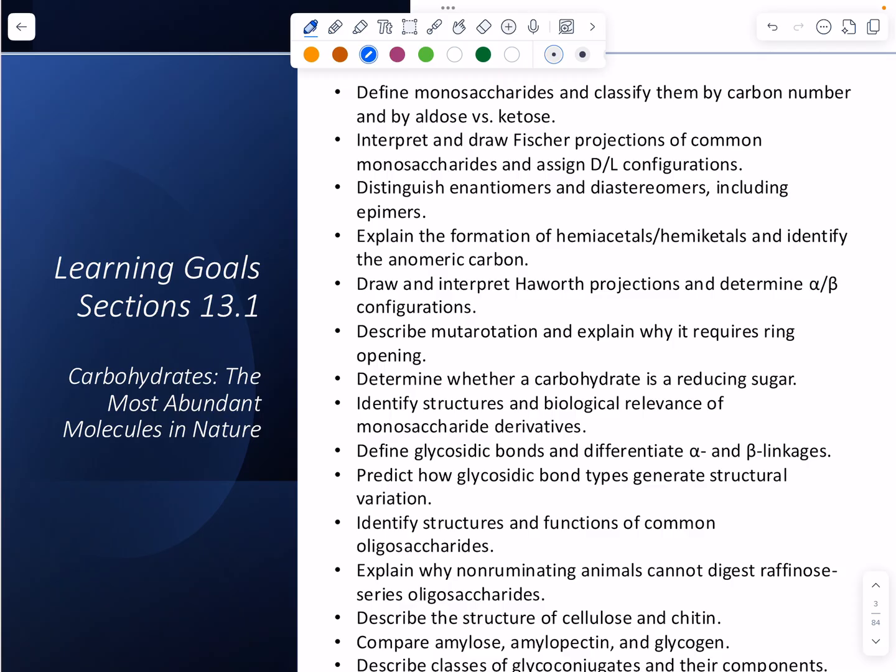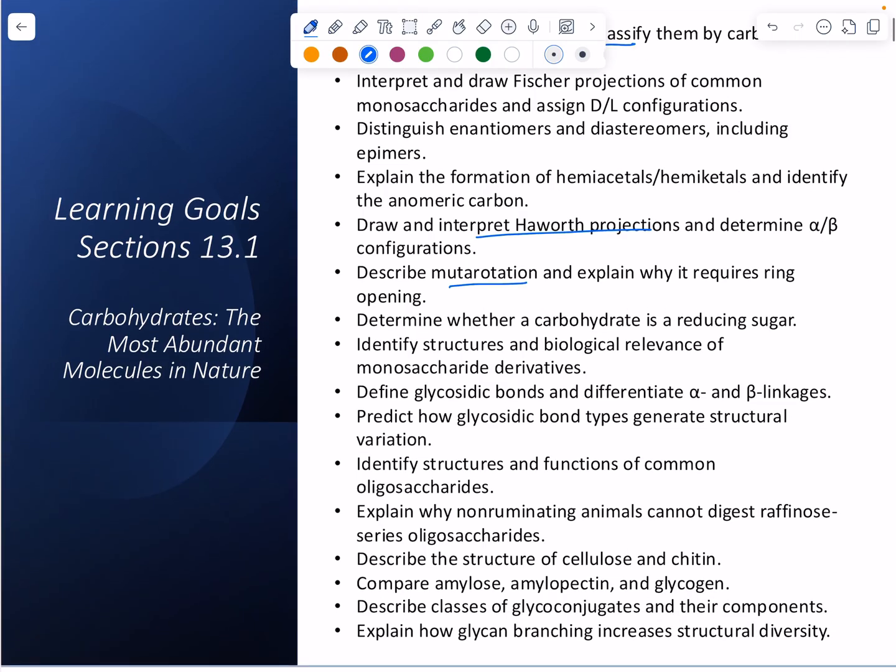By the end of this portion of the chapter, 13.1, you should be able to classify monosaccharides, interpret Fischer and Haworth projections, identify stereochemical relationships, understand cyclization and mutarotation, and determine whether a sugar is reducing. Later on, we'll talk about common monosaccharide derivatives and glycosidic linkages.